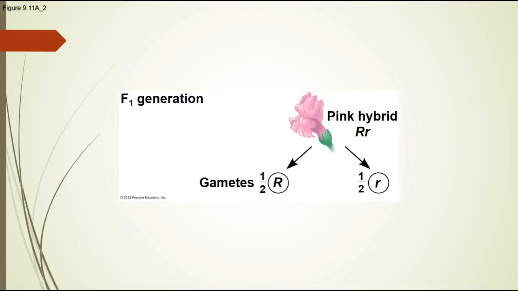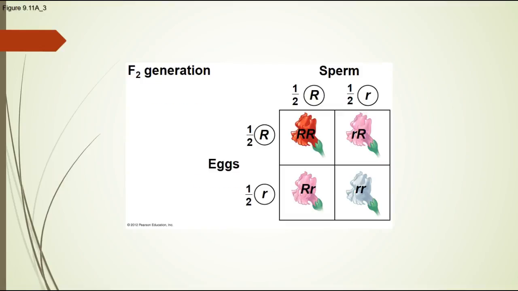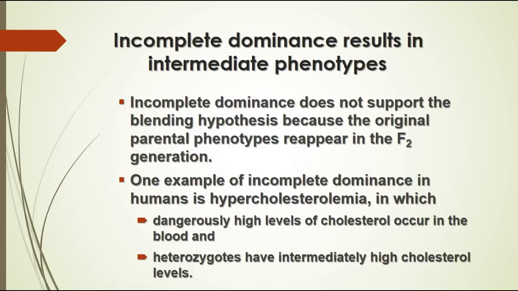When these produce gametes, half of the gametes would have the dominant allele and half would have the recessive allele, and you end up with, in the F2 generation, 1/4 of the offspring having red flowers, 1/2 having pink flowers, and 1/4 having white flowers. So this is a very good example of incomplete dominance. This isn't the same thing as the blending hypothesis that people originally thought before Mendel's work, because those original phenotypes actually reappear in the second generation.